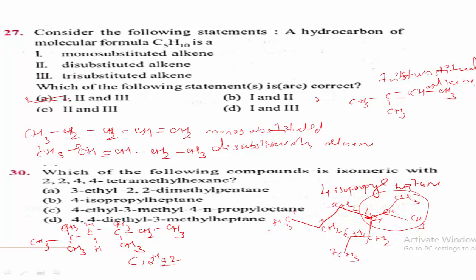Okay students, when you observe the molecular formula of this compound also, it follows C10H22. Therefore, the correct isomer of 2,2,4,4-tetramethyl hexane is 4-isopropyl heptane. Therefore, the correct option is option B.